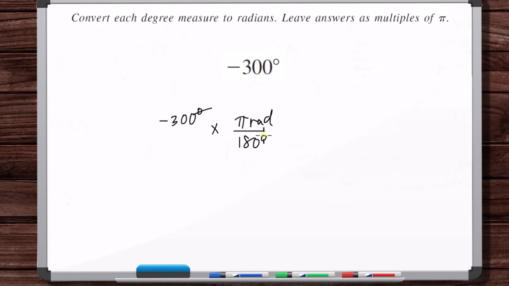Okay, so the degrees cancel. Okay, 30 divided by 2 is 15. 18 divided by 2 is 9. 15 divided by 3 is 5. Minus 5 pi over 3.